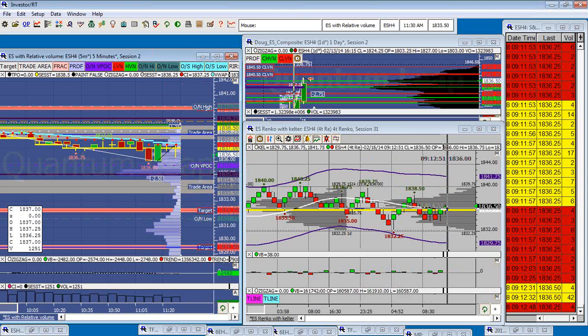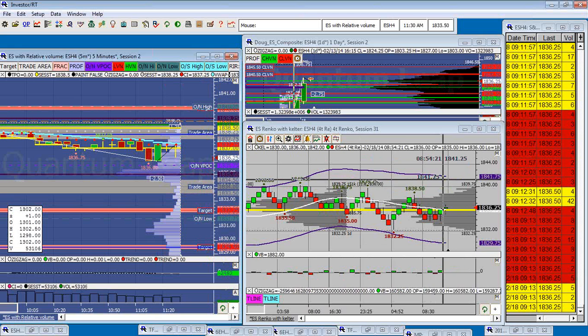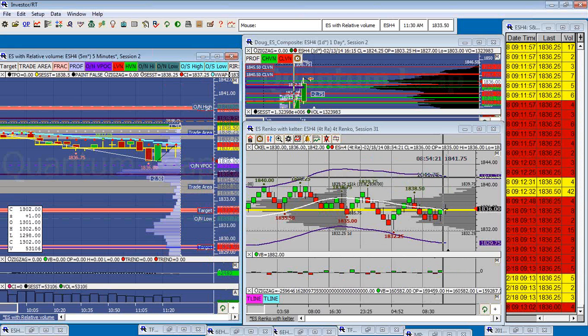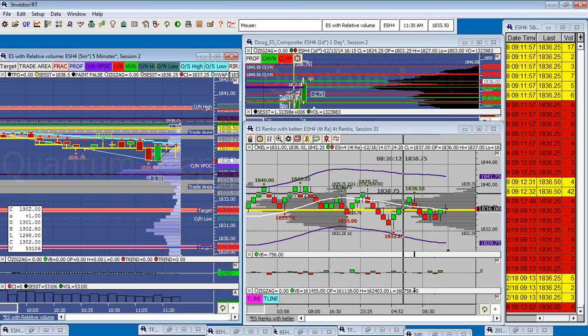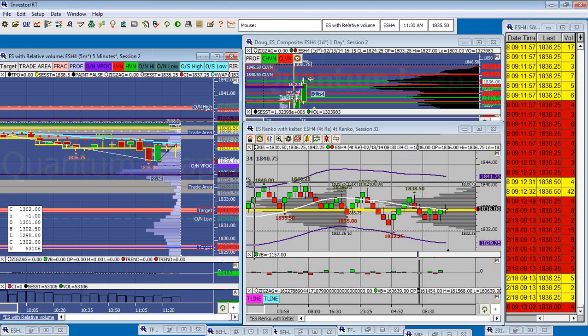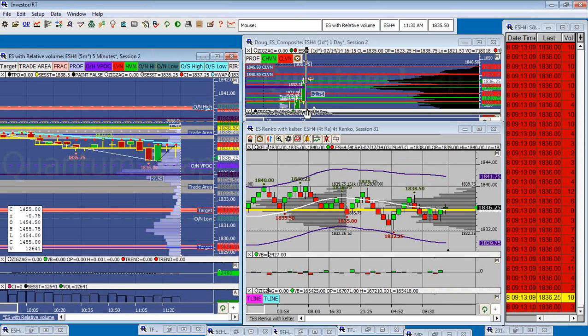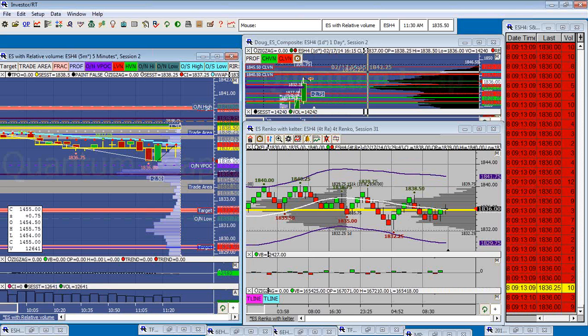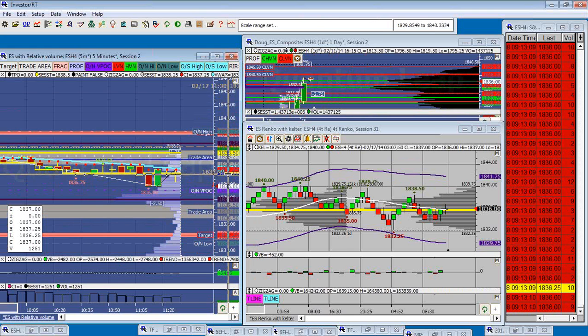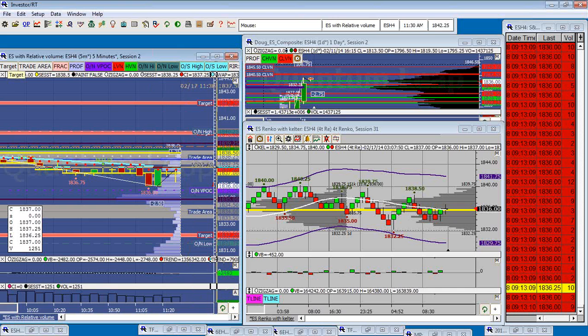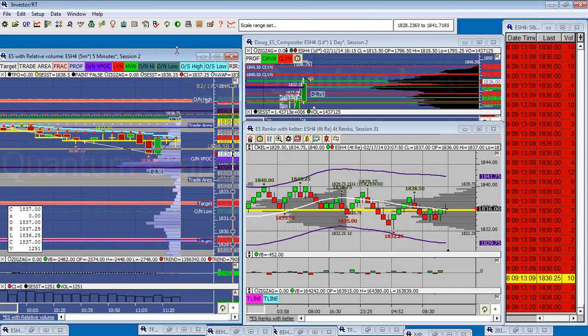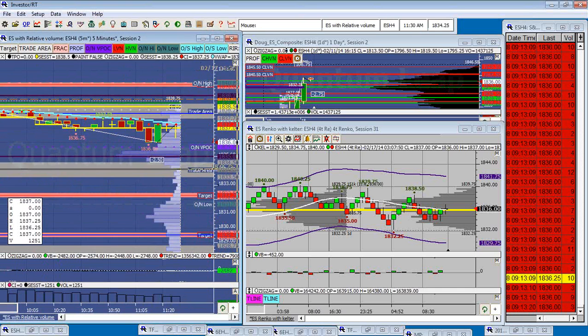And then if we hold above the Keltner center line, a move to take out the, test the upper Keltner line will take us up into that 1841 or that next CHVN up there at 42.25. And that should actually be a target there as well, 42.25. All right, so that's what I'm looking at in terms of the ES.